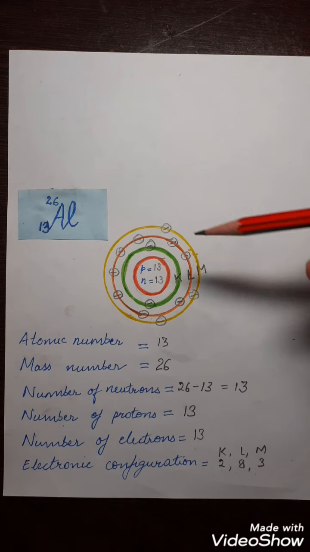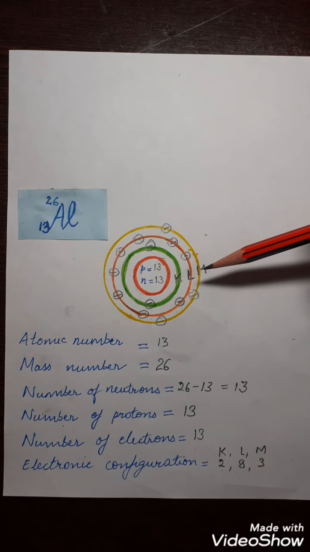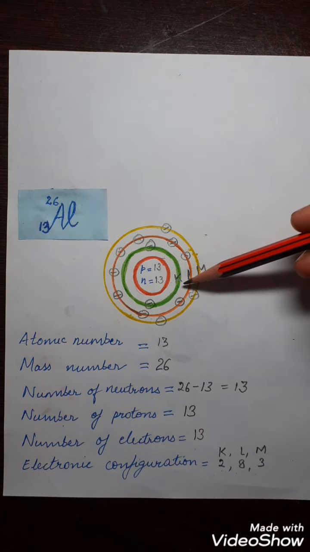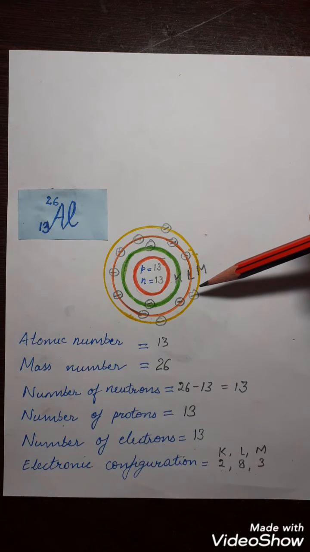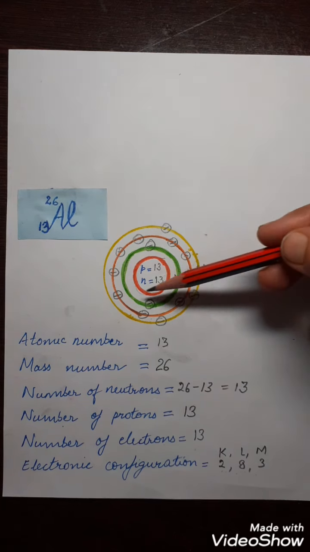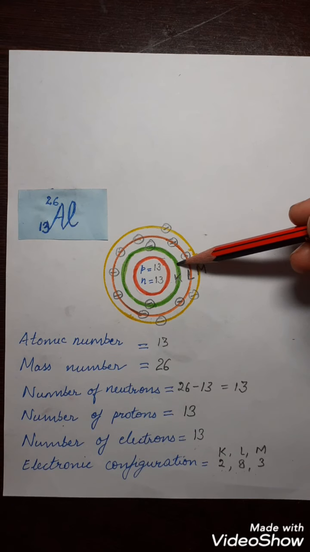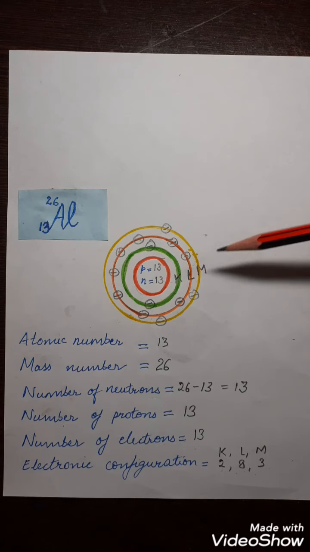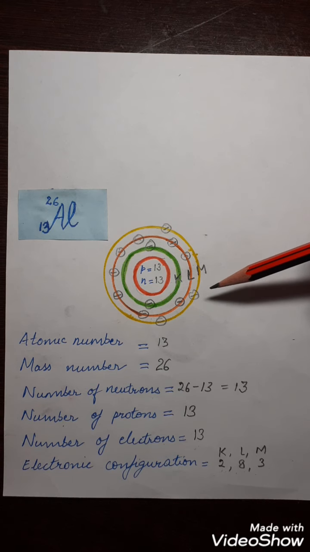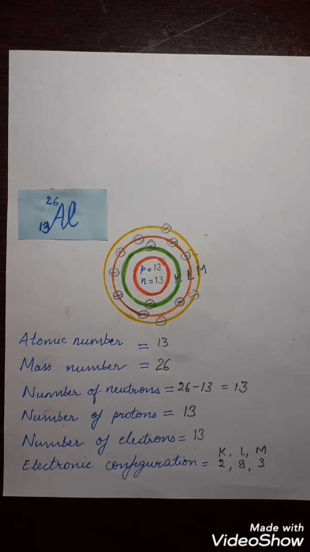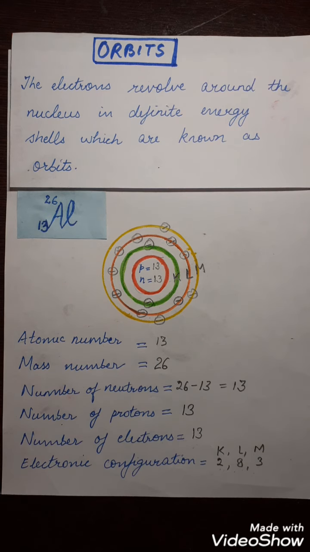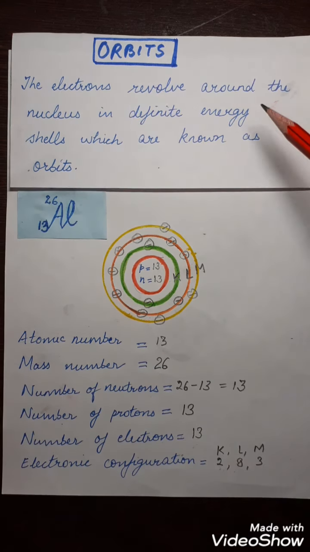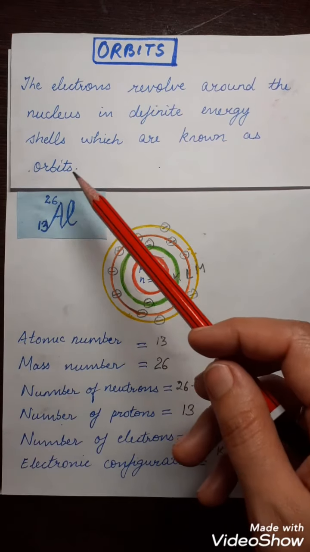So what is an orbit, or what are electron shells? The electrons revolve around the nucleus in definite energy shells, which are known as the orbits. Okay children, the electrons revolve around the nucleus in definite energy shells, which are known as the orbits. So K is an orbit, L is an orbit, M is an orbit, N is an orbit and so on. These are the definite energy shells which are known as the orbits. Let's look at the definition. The electrons revolve around the nucleus in definite energy shells which are known as orbits.